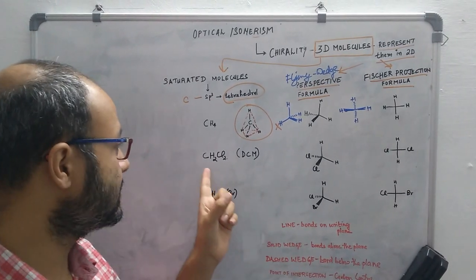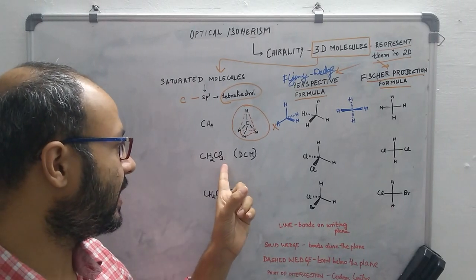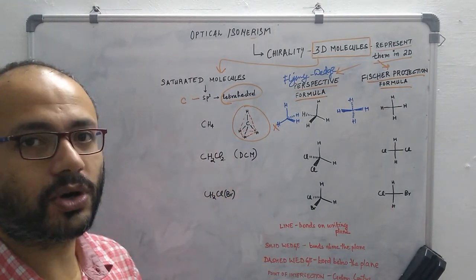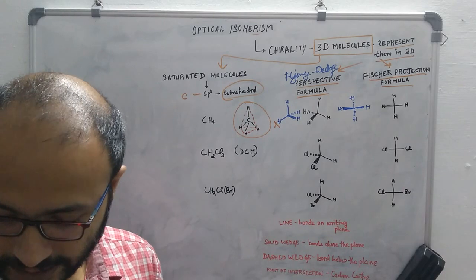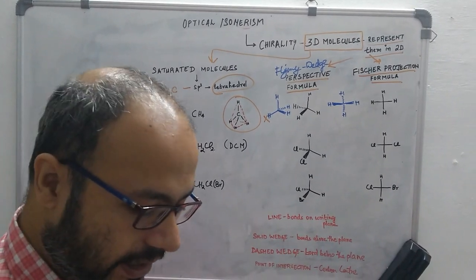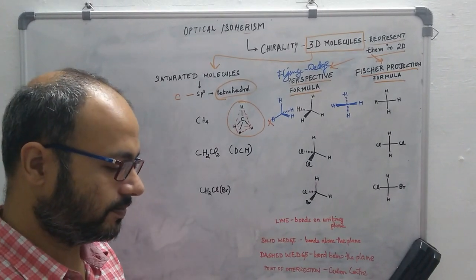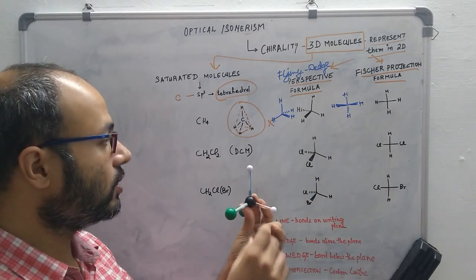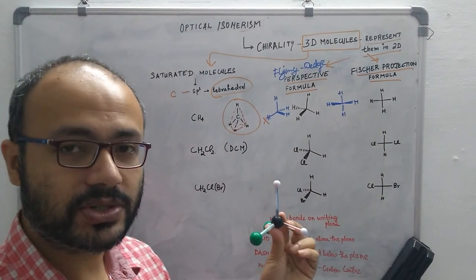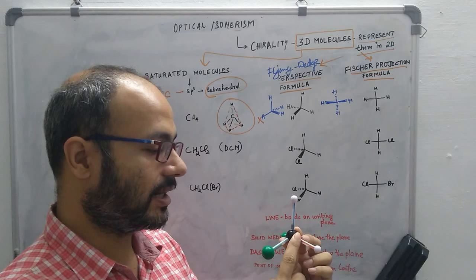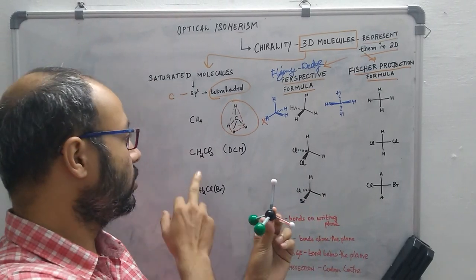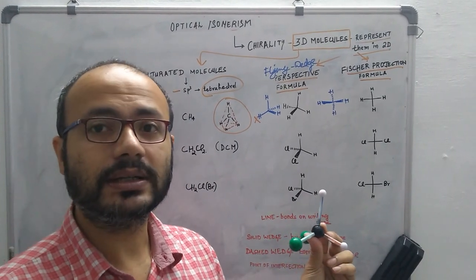Now let's look at the second example, and that is dichloromethane. This is a solvent that is used in most organic reactions. So I have here a model. If you look at this model, white bars represent your hydrogens attached to the carbon, green bars represent your chlorine that is attached to your carbon.